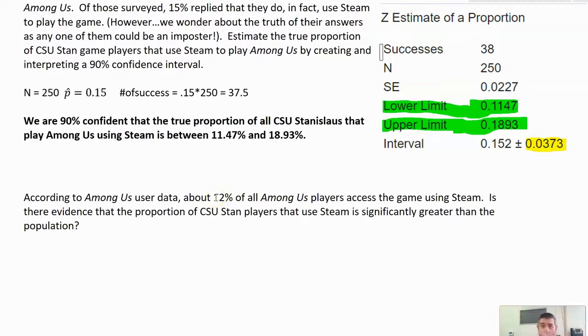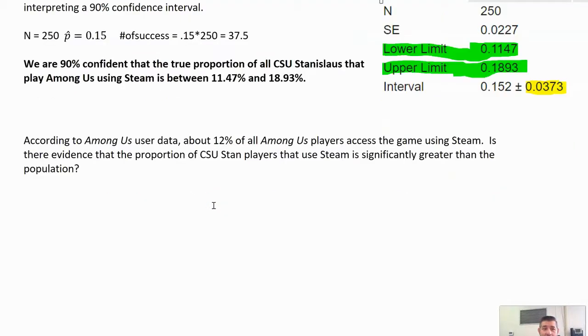So at first glance, I just want to show you, at first glance, 12% is in our interval. So based on our confidence interval, we actually can see that 12% could be the true proportion of what we see at STAN State also. Remember that this was in our sample. This is our estimate of the true population of STAN State students. Since 12 is matched up, it's likely that there really isn't any evidence that it is significantly greater because it could possibly be 12. But let's take a look at how the hypothesis test would look like for that.